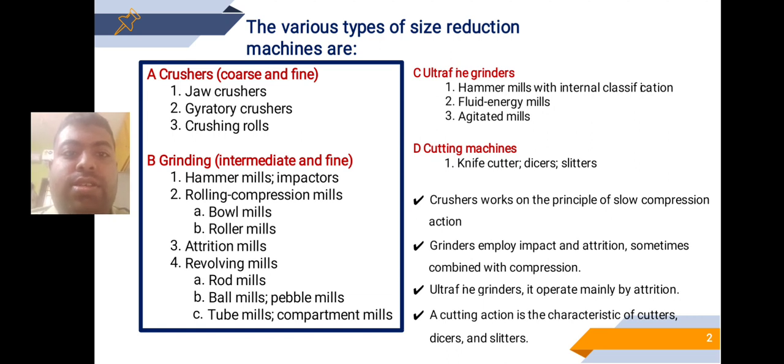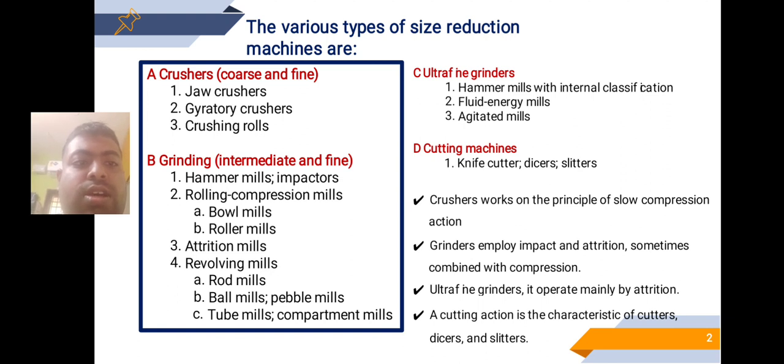B. Grinders, which are intermediate and fine. The first one is hammer mills, which are impactors. Then rolling compression mills, subdivided into bowl mills and roller mills. Third is attrition mills, and fourth is revolving mills. Revolving mills are divided into rod mills, ball mills, and pebble mills, and tube mills, which are compartment mills. Then ultrafine grinders, which are hammer mills with internal classification, fluid energy mills, and agitated mills. And last is cutting mills, which are knife cutters, dicers, and slitters.